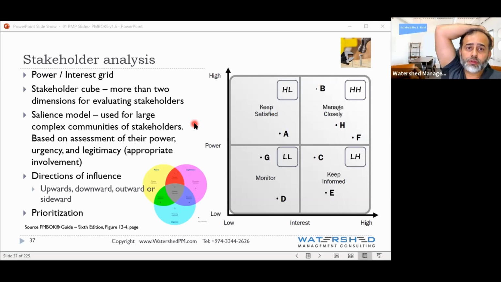Now, you can also do an analysis on a second parameter called interest. You can give a scale of 1 to 10. How much is the interest of this stakeholder in your project? Again, sponsor, what will you give for interest level? Low or high, or 1 to 10? What will you give for sponsor interest? Low.